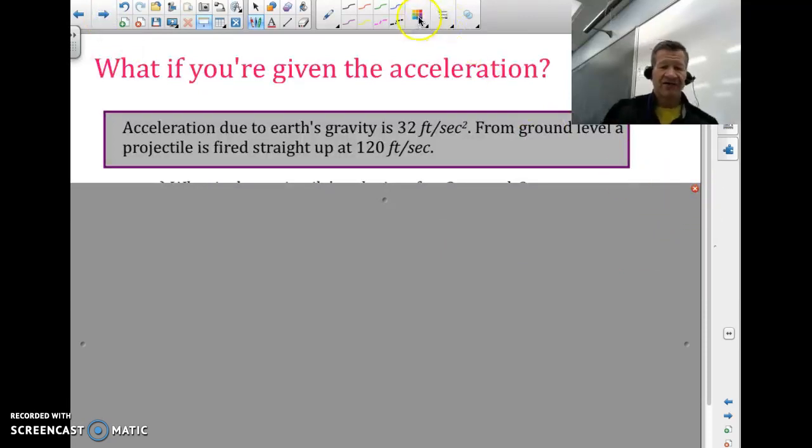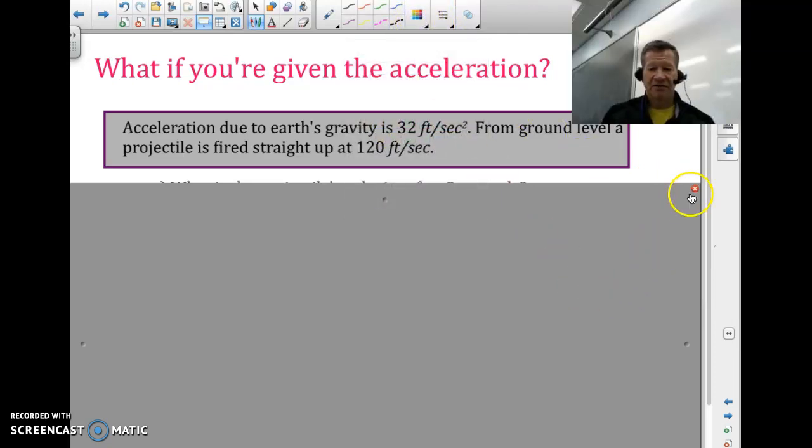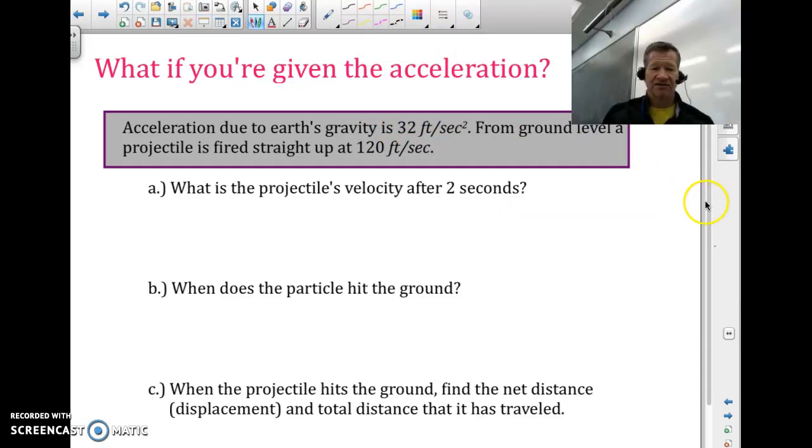What if you're actually given the acceleration? So in this problem, I'm going to tell you that the acceleration due to Earth's gravity is 32 feet per second squared. And from ground level, a projectile is fired straight up at 120 feet per second. So what I'm giving you here is acceleration, which is constant, and then I'm giving you that the object is fired up at 120 feet per second. That's the velocity at time 0. Okay, so what is the projectile's velocity after 2 seconds?